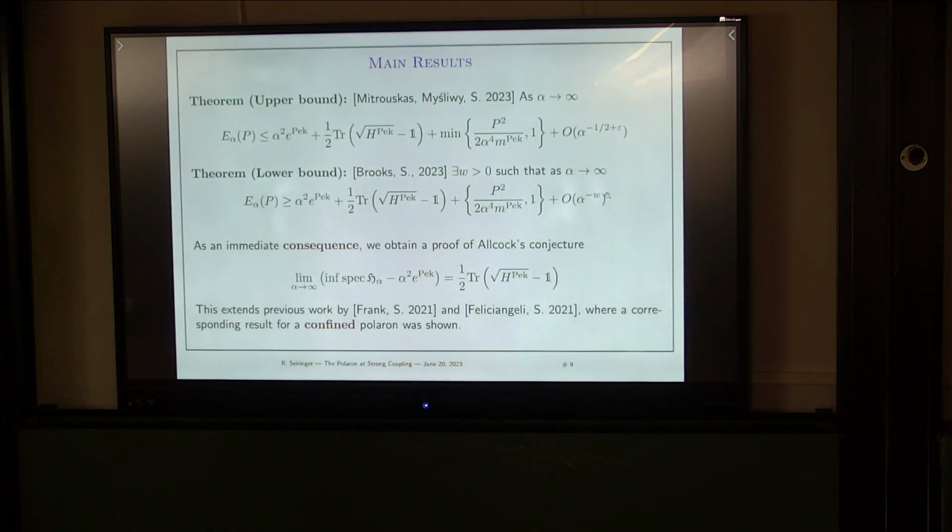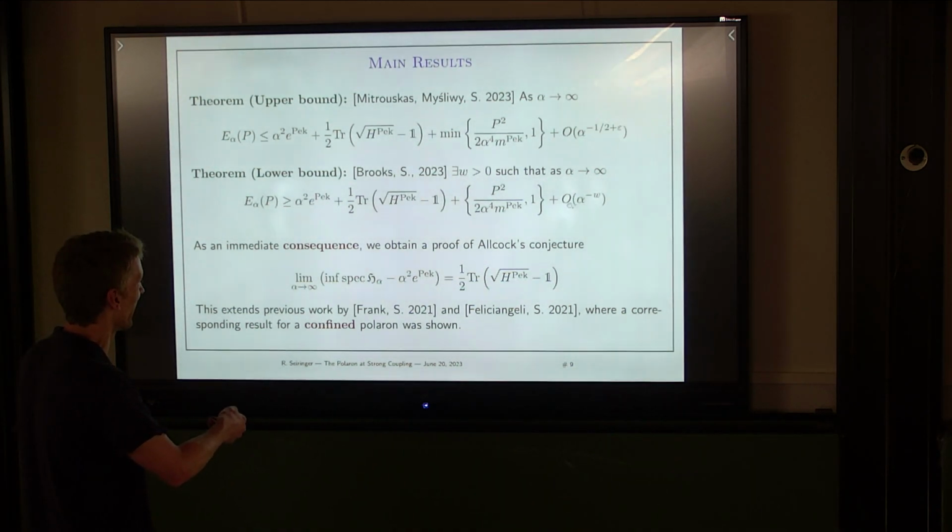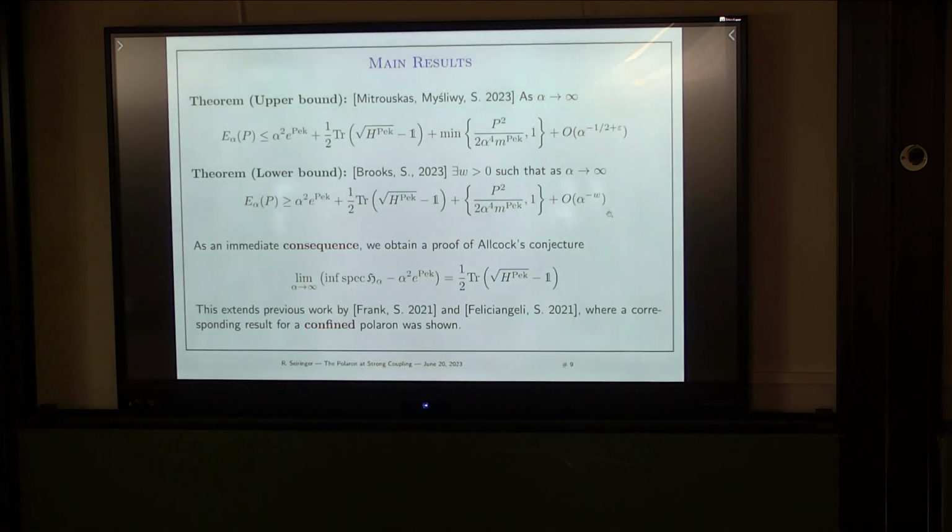In fact, it's probably so much worse that we didn't even bother to work out precisely what the exponent is. We formulated at the end that there is a W such that, uniformly in the momentum, you get alpha to the minus W. W is probably some very small number.